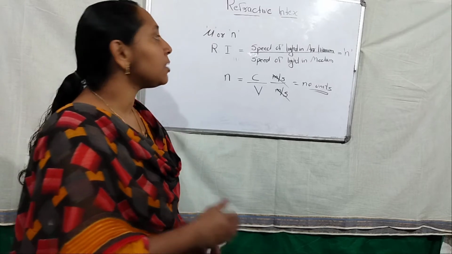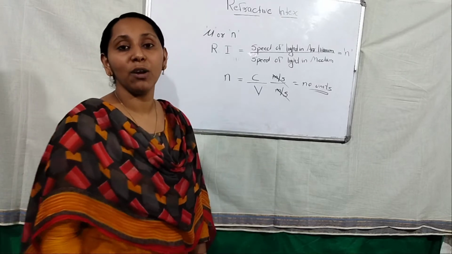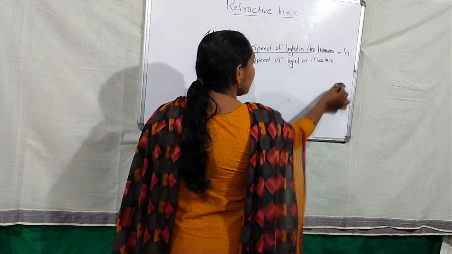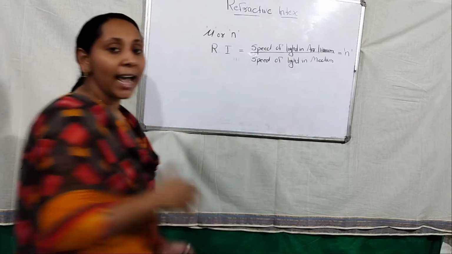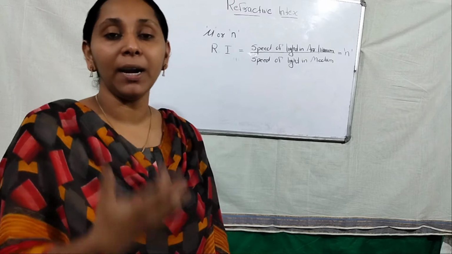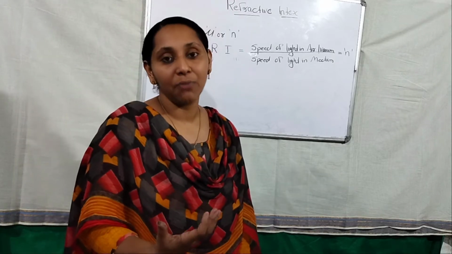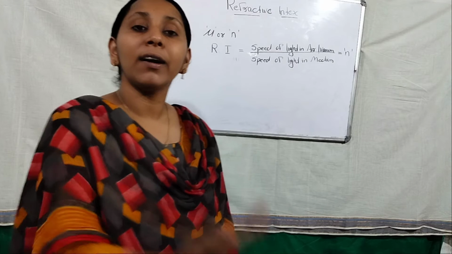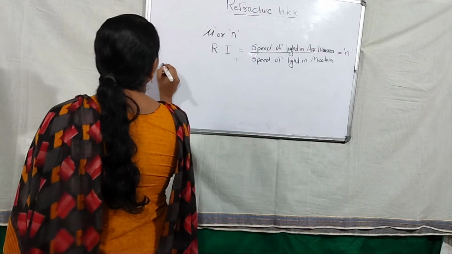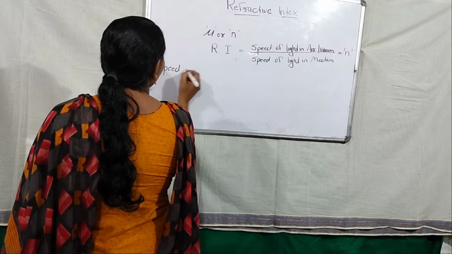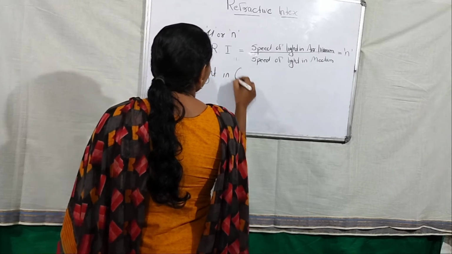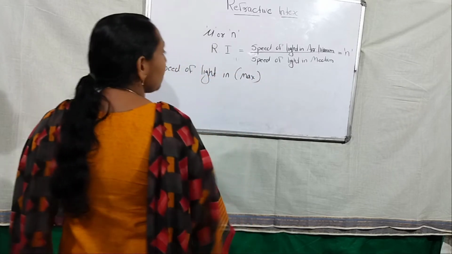Then what is the speed of light in air? What is the numerical value? Light has different speed in different medium, and that depends on density also. That is the actual cause of refraction. The light ray has different speed in different medium, and that is the actual reason for refraction. So what is the speed of light in air? The speed of light is maximum in vacuum.